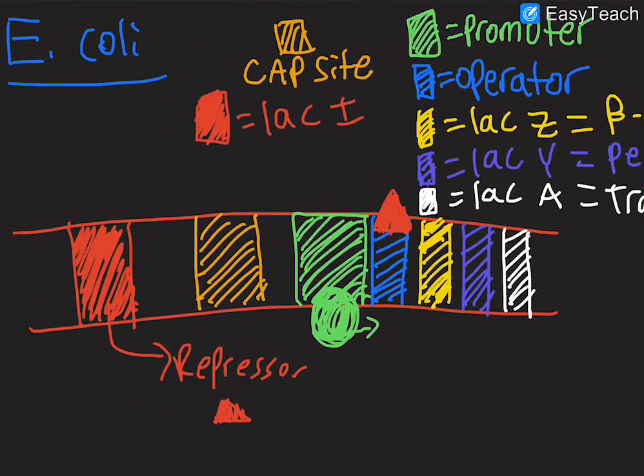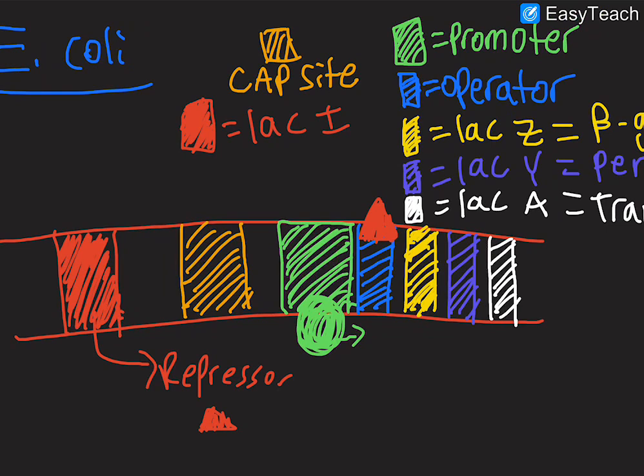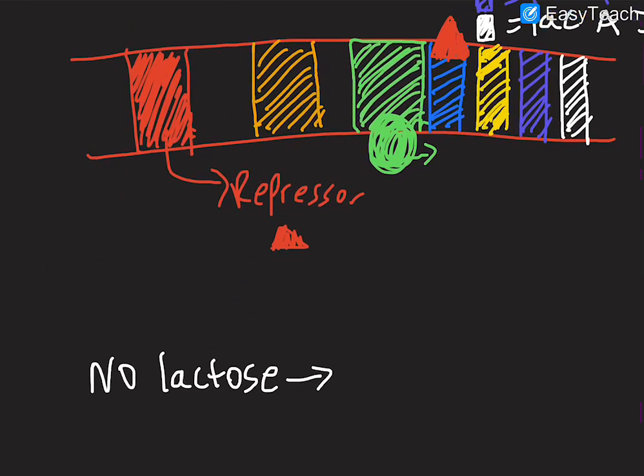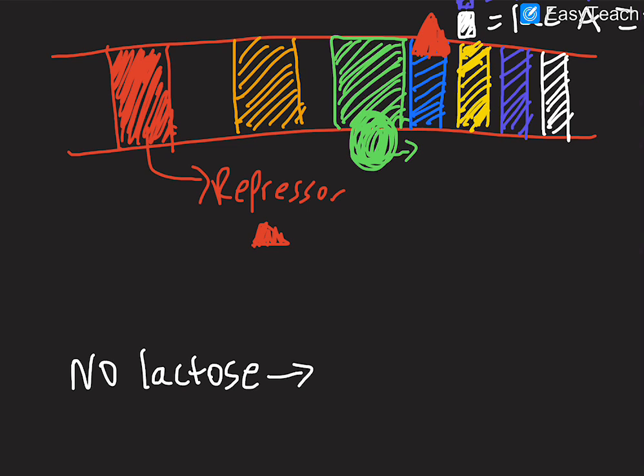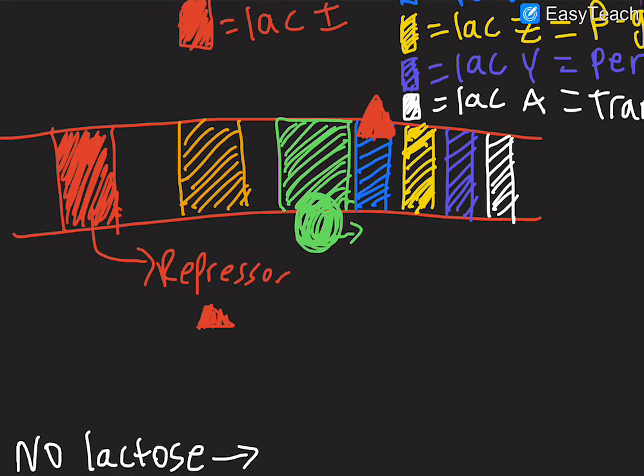We have to go over a few scenarios to make sense of this. Let's look at the first scenario. Let's say we don't have lactose. What will the bacteria do? Will this Lac Operon be expressed or will it not be expressed?